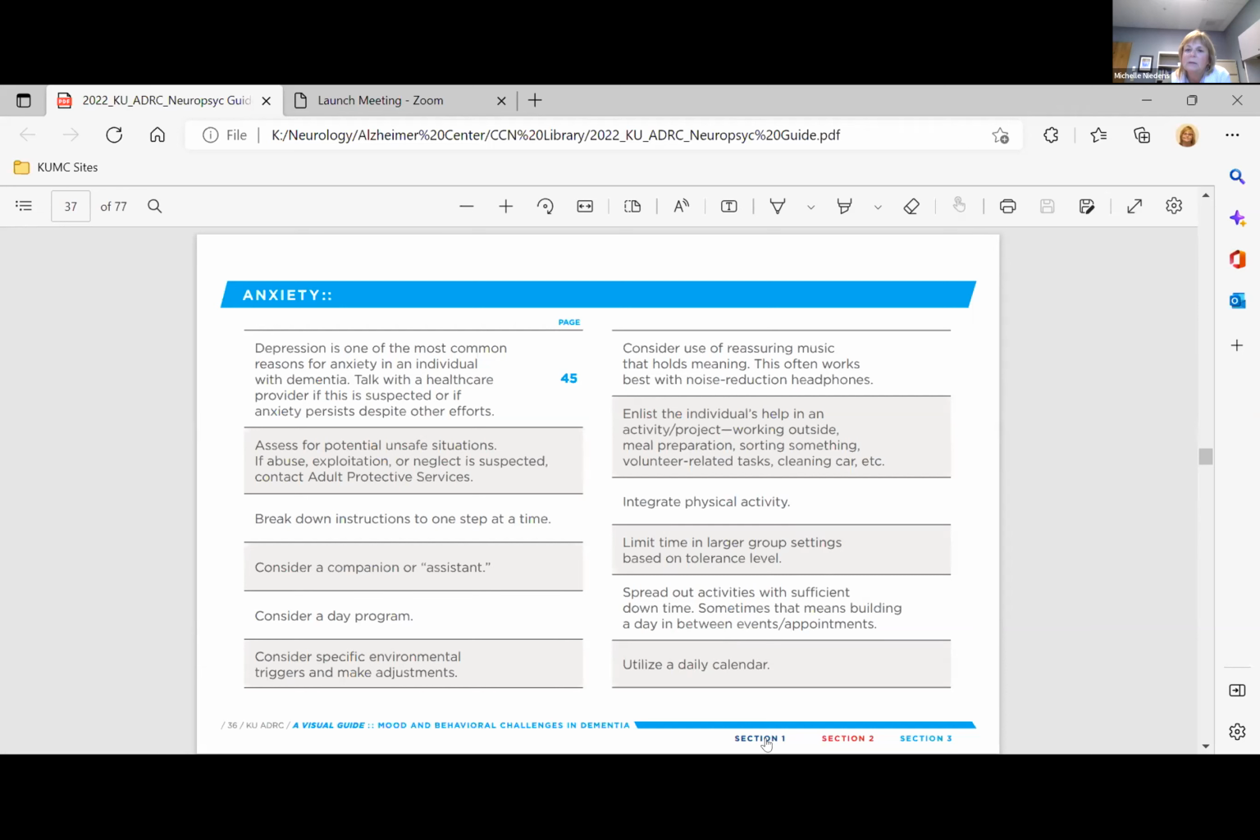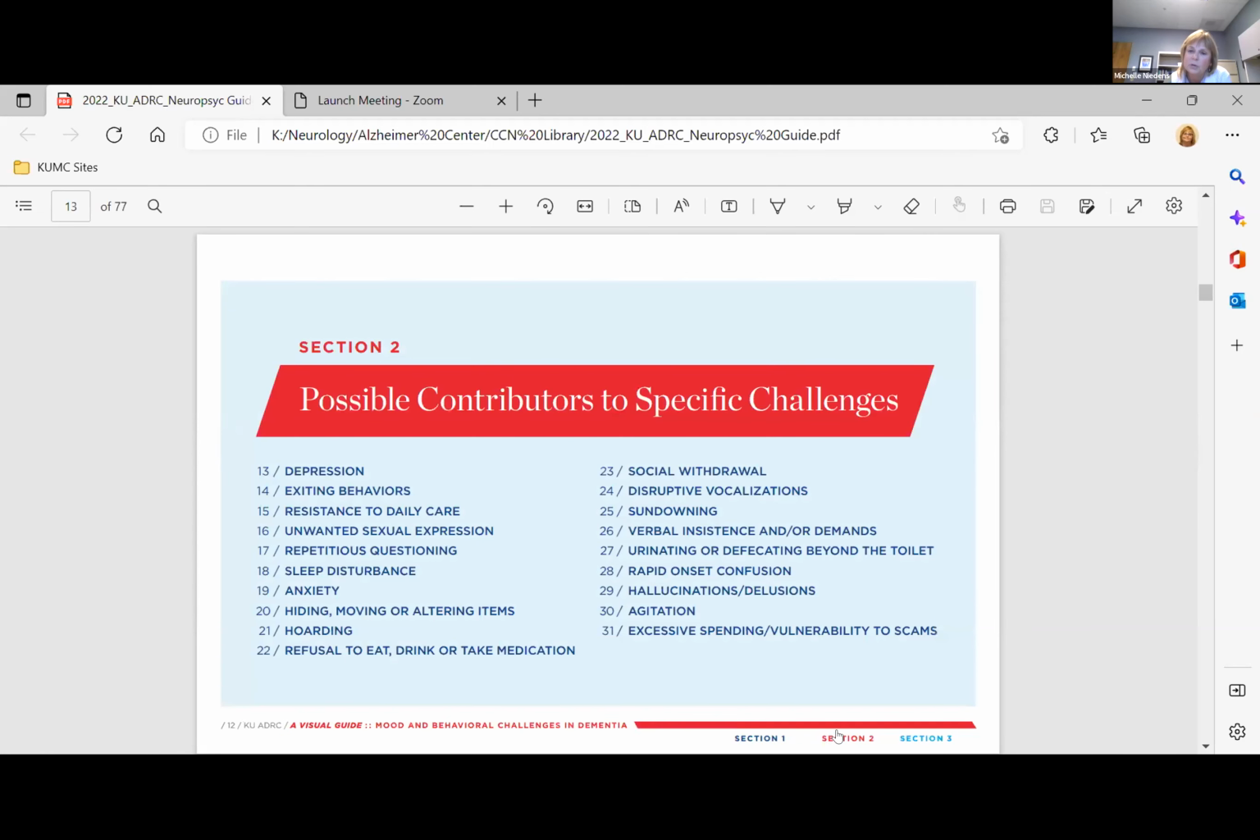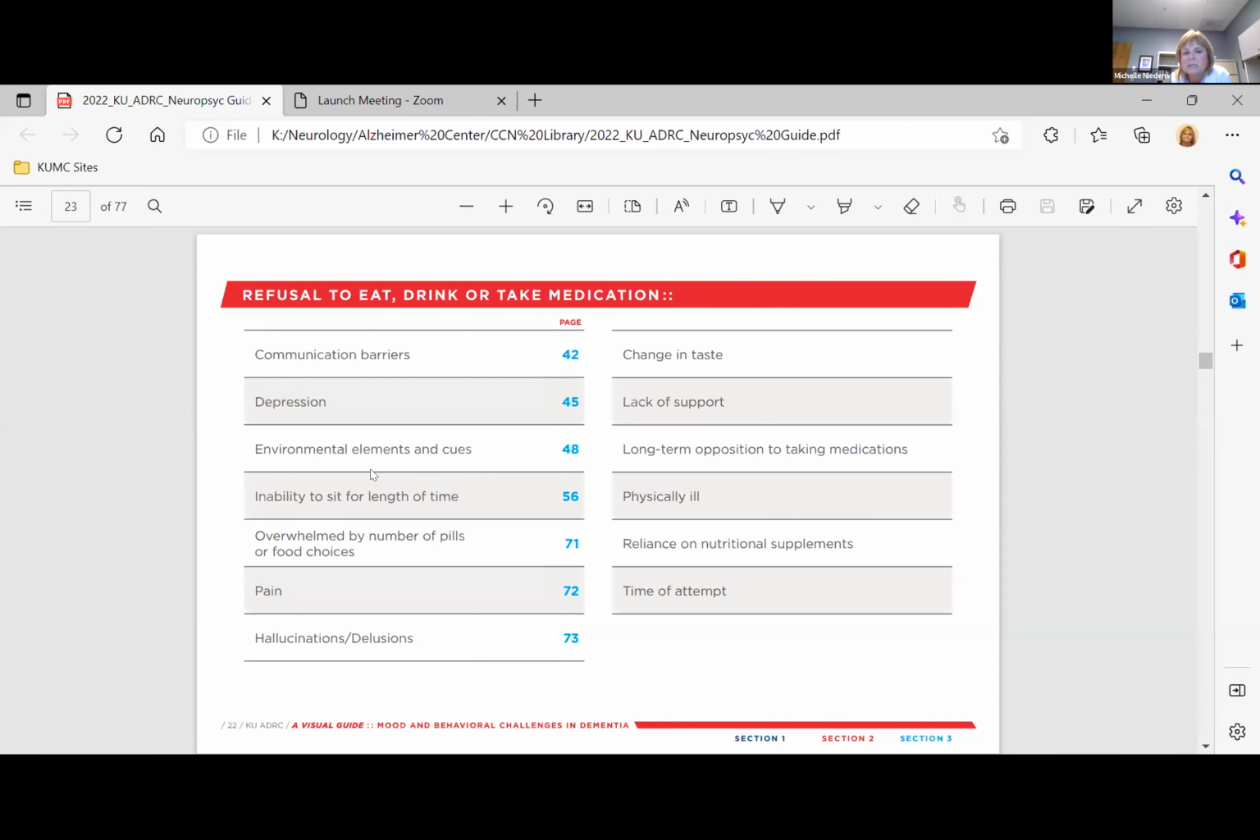You heard me say, and I'm going to say again, there's no possible way that this guidebook can cover all situations and all recommendations. It is meant to provide some and to give us an opportunity to think about these behavioral issues in more creative ways, in more analytical ways, and to empower us with the questions. So again, you can go through any of these: refusal to eat, drink, and take medicine.